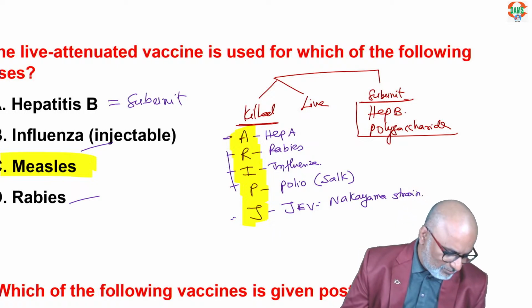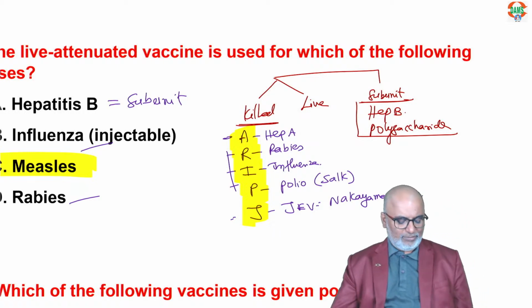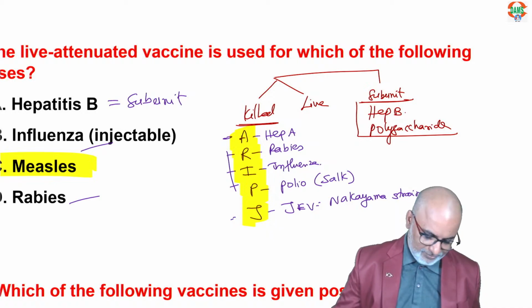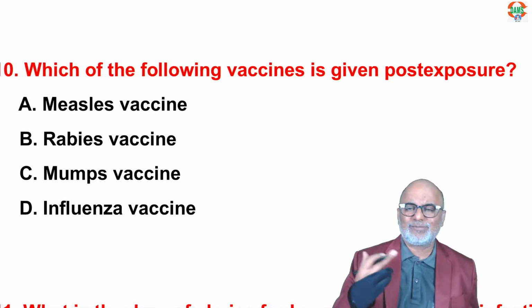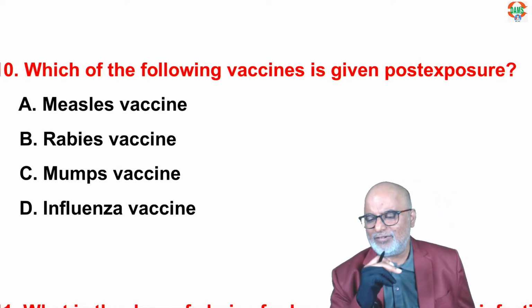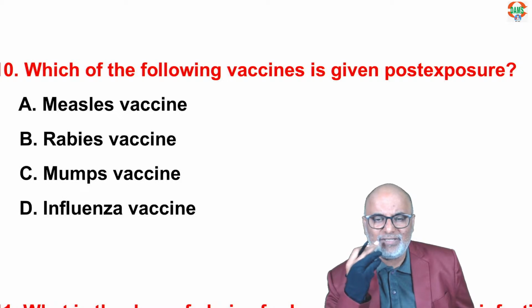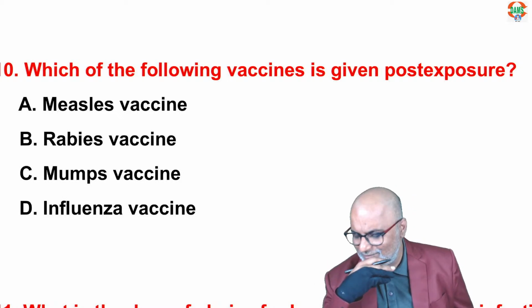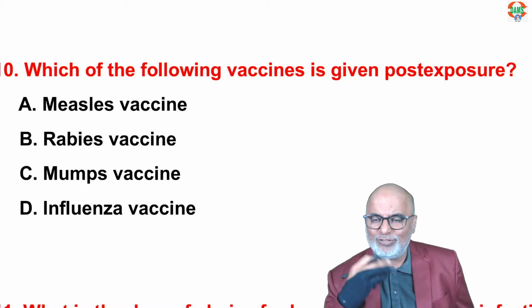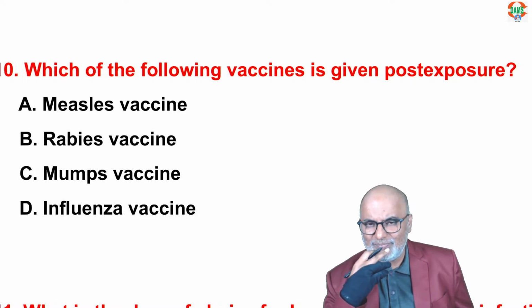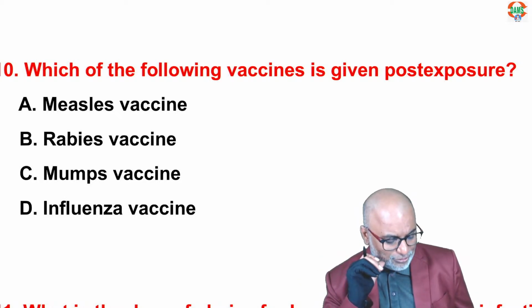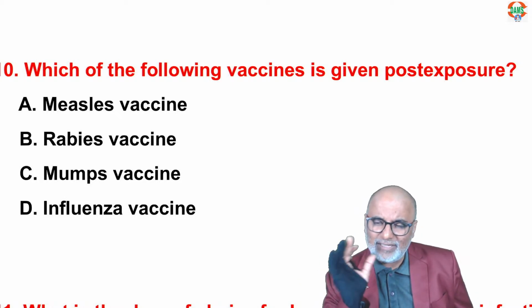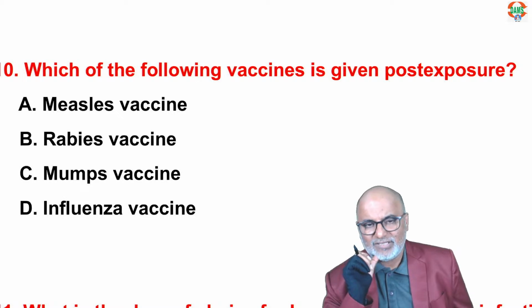Got it, my dear? Right. Yes, MR and MMR are live. You are right, Manoj. Great. Next is, which of the following vaccines is given post-exposure? Because this is a very clever question. Vaccine usually we think of to prevent the disease. Usually we give it in childhood. But for some diseases we can give vaccine after exposure, because usually after exposure there is no use of vaccine.